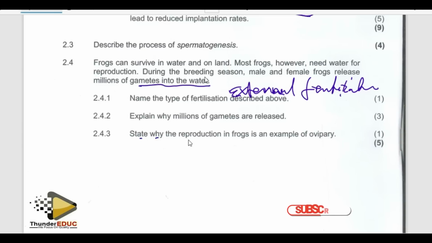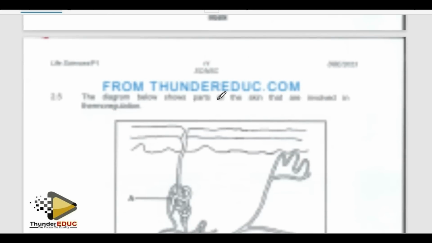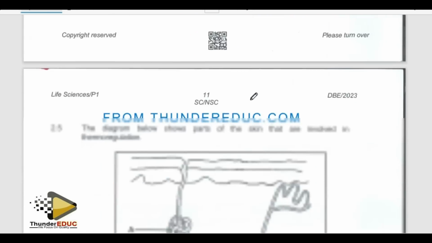State why reproduction in frogs is an example of oviparous reproduction. What is oviparous? Oviparity means that the development of the embryo is outside the female's body. So it is classified as oviparity. Why? Because the development of the embryo is outside. It's not about fertilization being outside. But definitely, if fertilization is outside, do you expect the egg to go back inside the female's body? No. So the development of the embryo occurs outside the female's body. Next question. So those marks must be obtained.